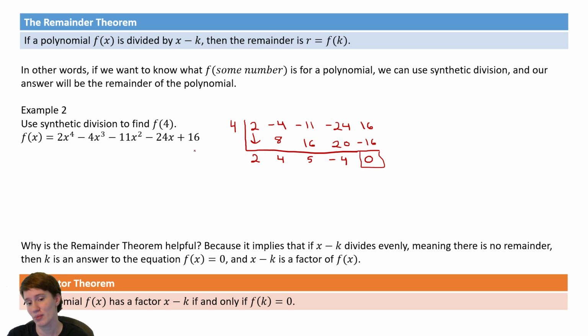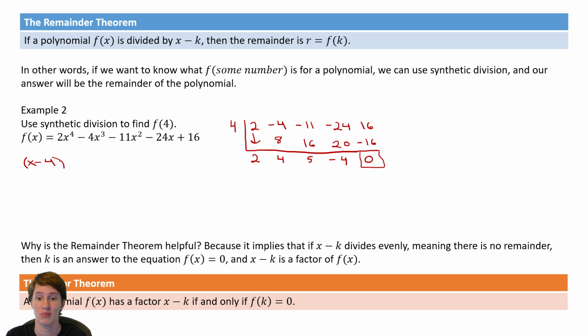Well, what that means, if we look at the bottom here, the factor theorem, that means that x minus 4, because this is going to be the opposite in our factor, that means x minus 4 is a factor of 2x to the 4th minus 4x cubed, blah, blah, blah, which I wouldn't have been able to know without going through this process.